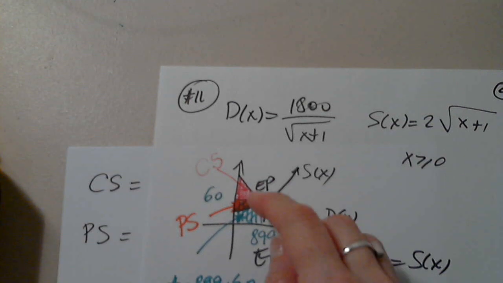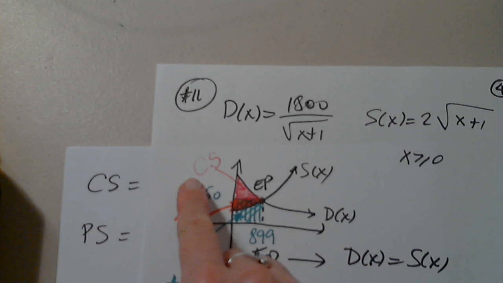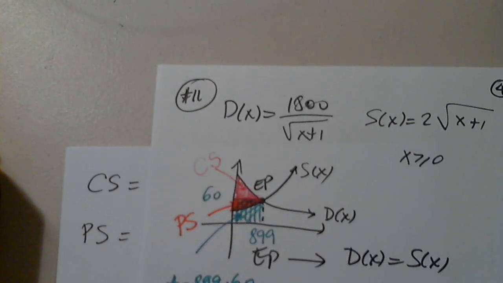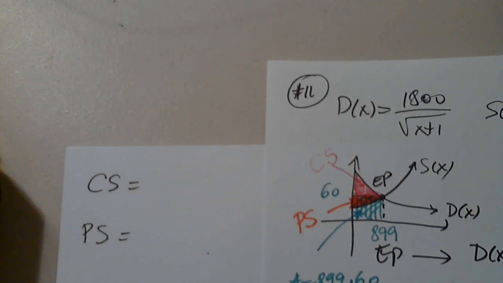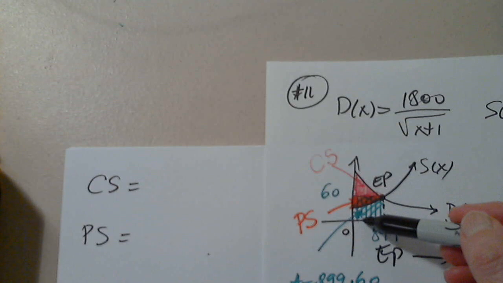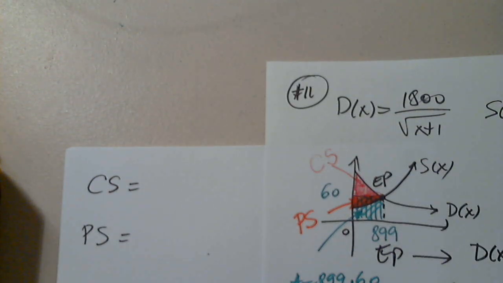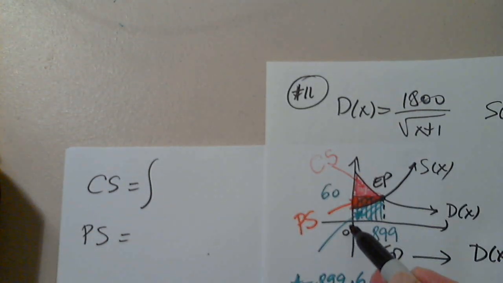So, how do I determine the piece that is green? I'm sorry, I meant red. Right here. Consumer surplus, this piece. How do I determine it? What do I have to write? Is it dx? I can never start with dx. The definite integral from 0 to 899. Very good.